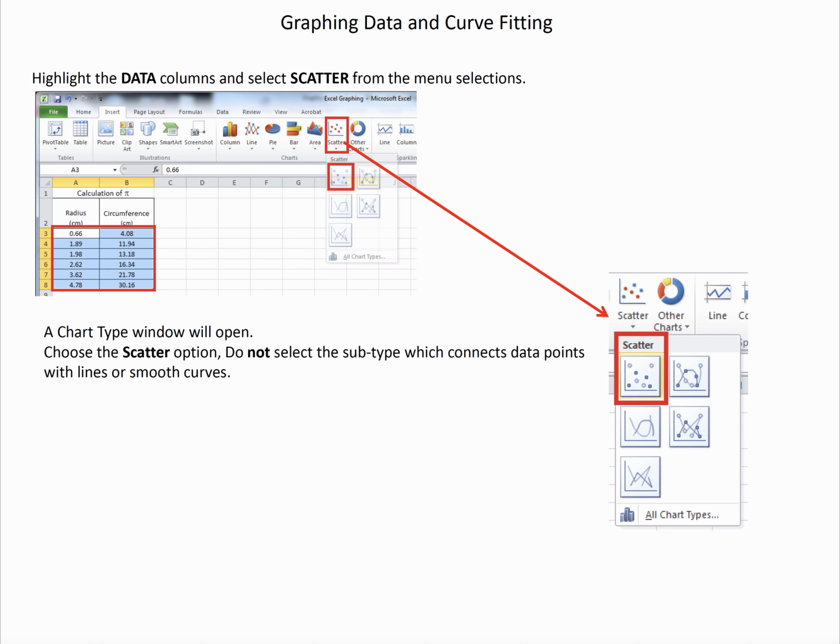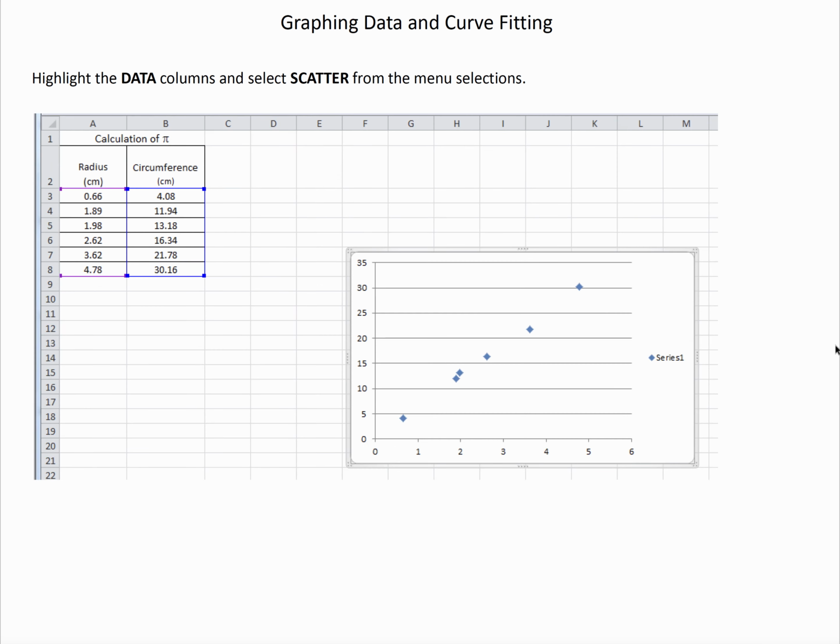Okay, so the chart type window will open. Choose the scatter option. Do not select any of the subtypes that connects your data points together with lines or curves. We're going to do something called a best fit or a trend line to overlay across the top of your data. Okay, so no selection of the subforms.